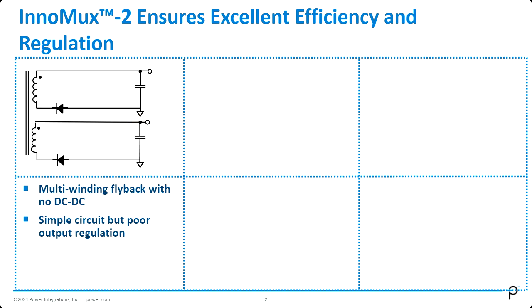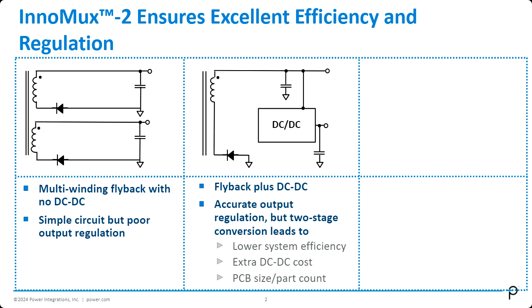Cost is quite low. However, the regulation on the system is not going to be great because you normally just get good regulation or accurate regulation on one of the outputs. The rest of the outputs won't have great regulation. So what happens if you want accurate regulation on more than one of the outputs? Then you'd have to go for a flyback plus DC-DC, where you simply add the DC-DC post-regulator to get great regulation on the output that you want. So in this case, you solve the accurate regulation issue.